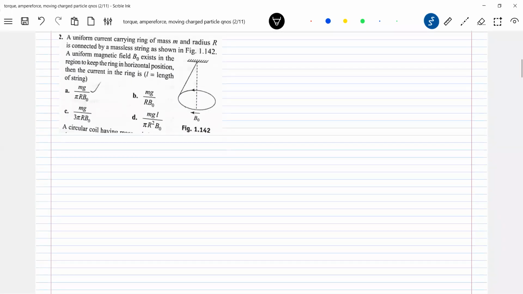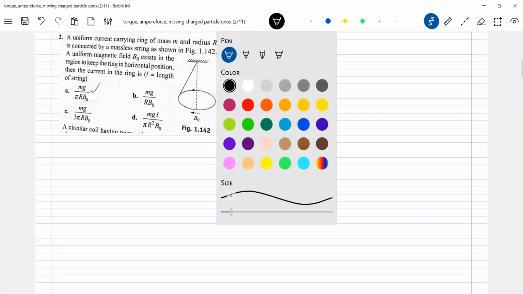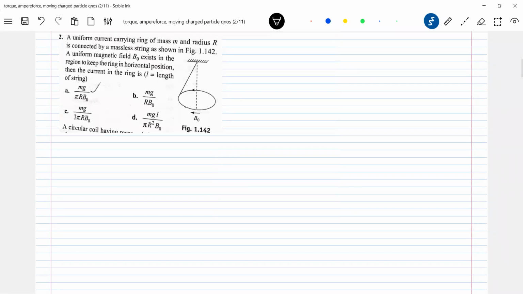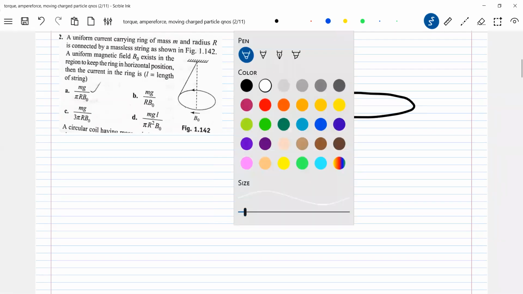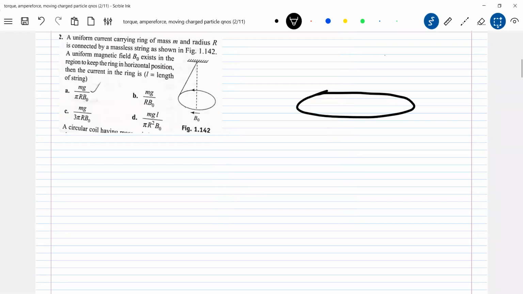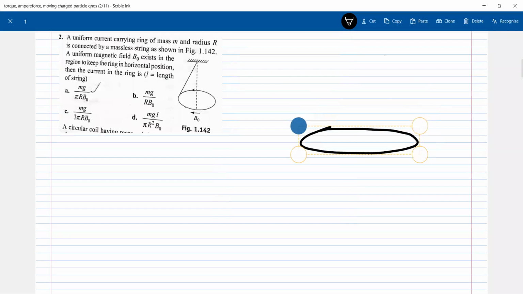Next application. Read the question. So there's a current carrying ring. Read the question. Meanwhile, I'll set the diagram.